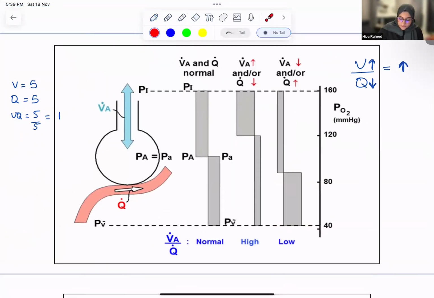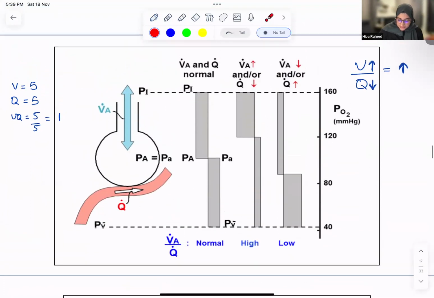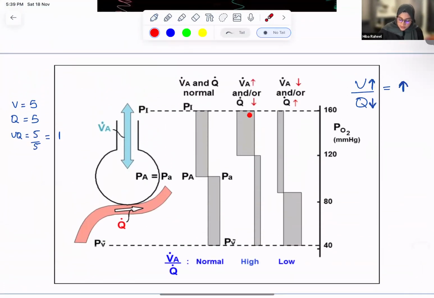So let's apply that over here. As you can see, this was the normal Q over here, and this was the normal ventilation in this area. This is the normal. So you can see that it is dropping, the Q is going from here and going up here.